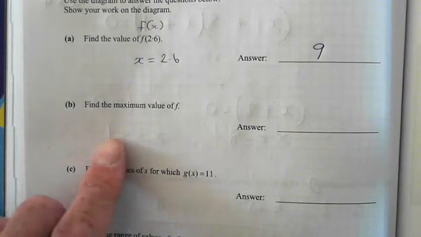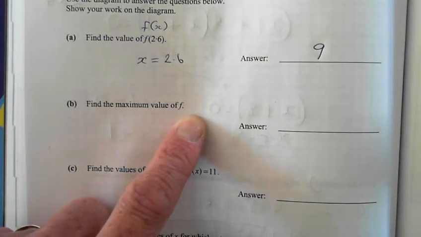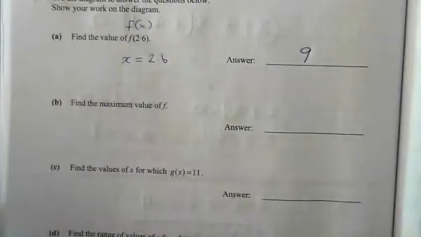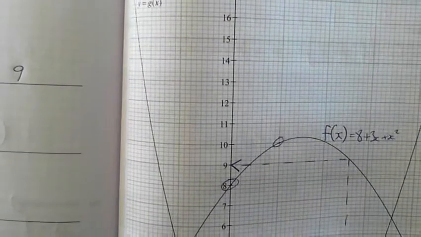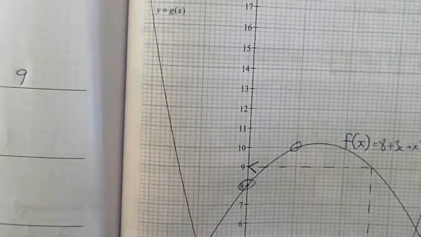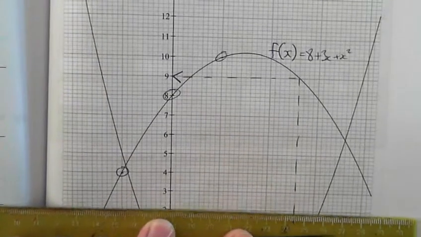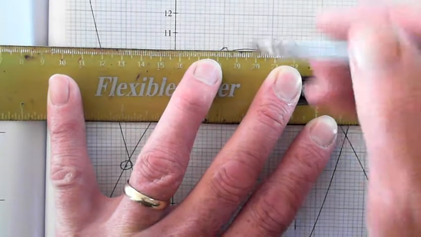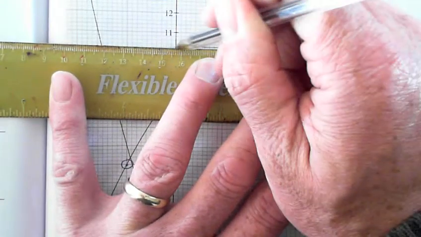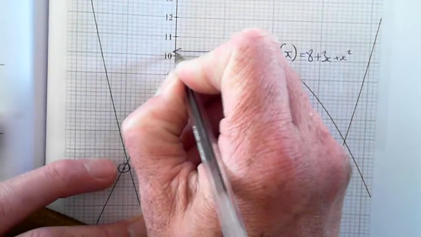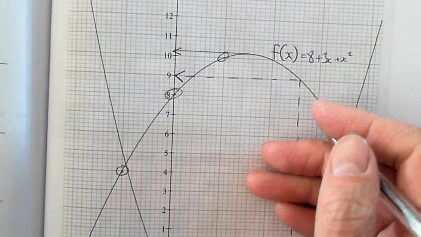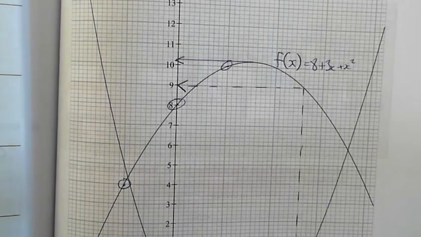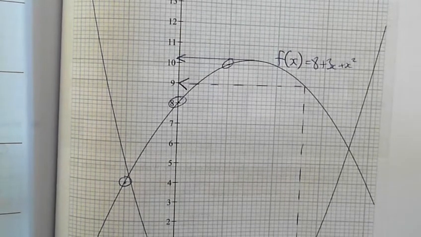Right, the next one. Find the maximum value of f. Maximum means the highest point. So how high is it? You go up, up, up until you get to 10 and something at the top. So you go across. You could say it's 10.2, but it's a little bit bigger. 10.21 or something like that. 10.2 will do.